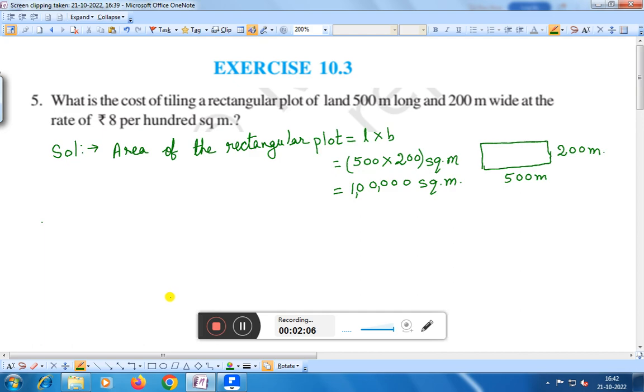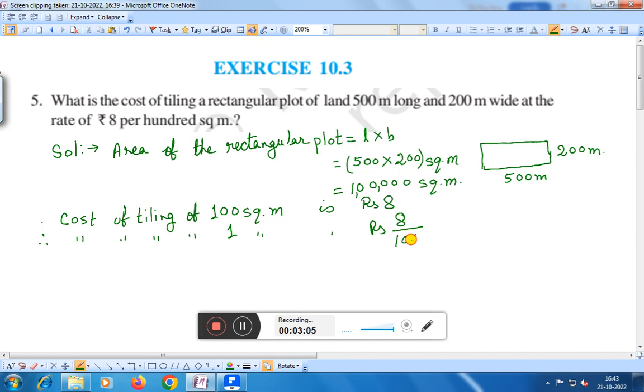Now, what is the cost of tilling a rectangular plot of land 500 meter long and 200 meter wide at the rate of rupees 8 per 100 square meter? That means the cost of tilling of 100 square meter is rupees 8. Therefore, the cost of tilling of 1 square meter is rupees 8 by 100.